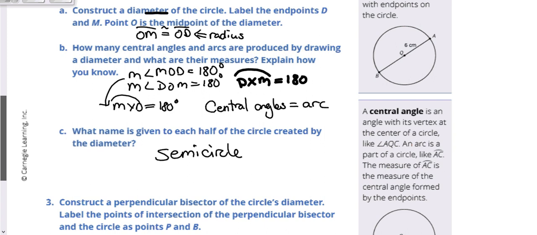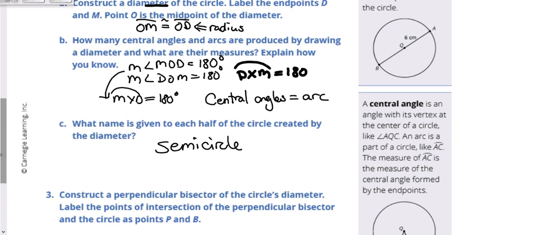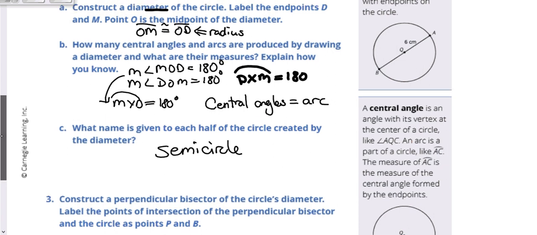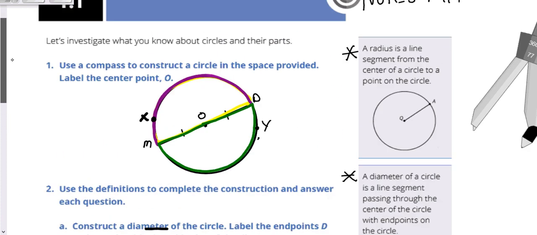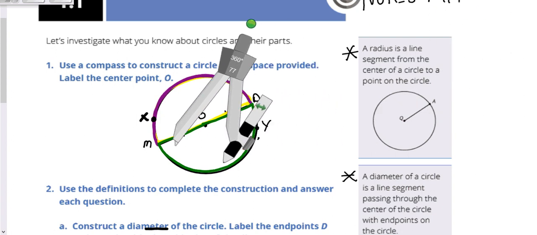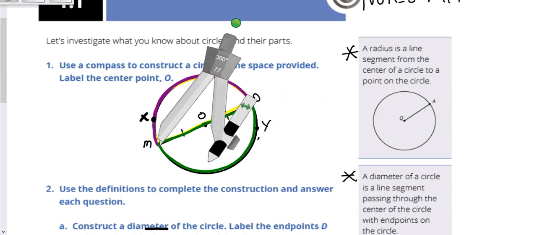Okay. All right, so then it says we need to construct a perpendicular bisector of the circle's diameter. Label the points of the intersection of the perpendicular bisector in the circle as points P and B. So I need to bring my compass back over. And I'm going to use M and D as my two endpoints. And I need to get arcs above and below. I don't want to draw anything, I just want to get some arcs above and below.